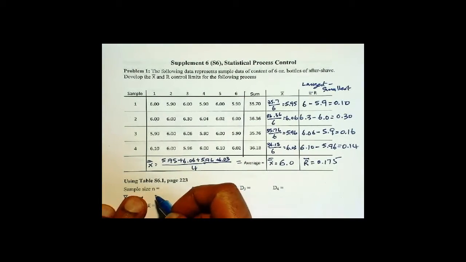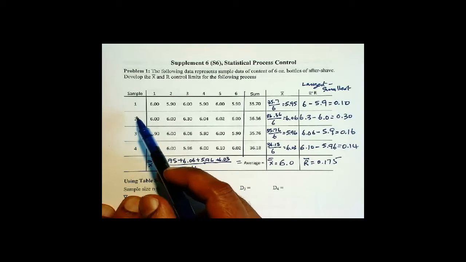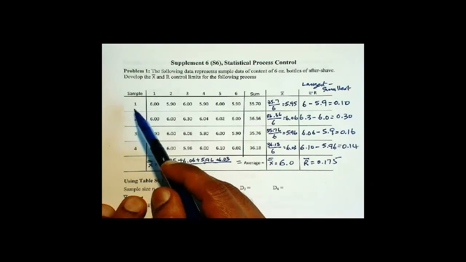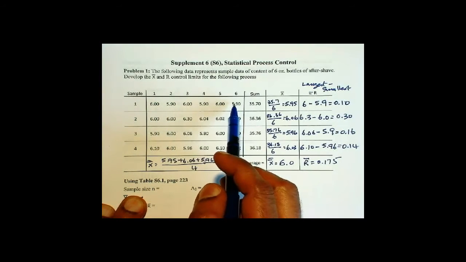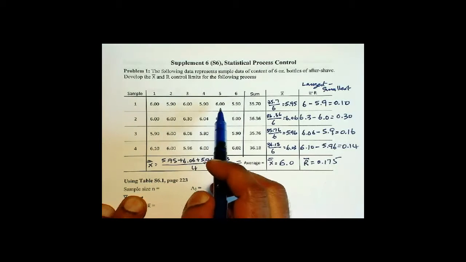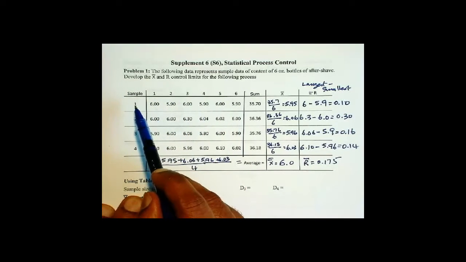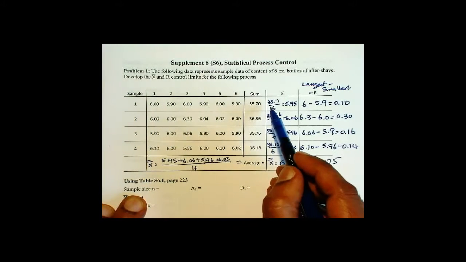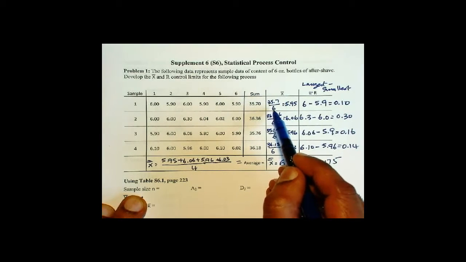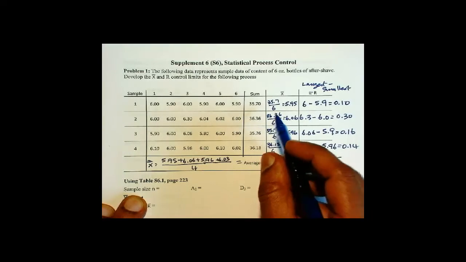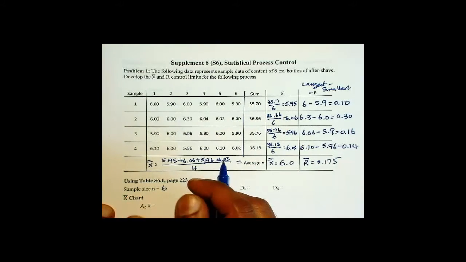Now sample size. This is one thing that students must be very careful about. You need to distinguish between number of samples and sample size. Sample size is how many observations are collected from each sample. In other words, to find the X bar value, what do you divide the sum by? 6. So sample size is 6.